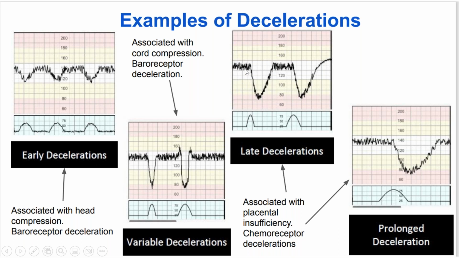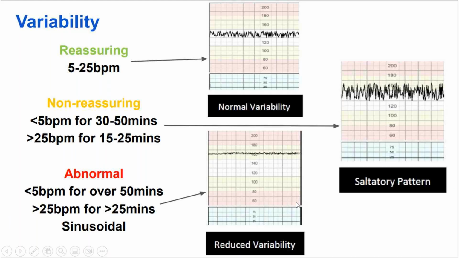Okay, late deceleration, you will see that they actually start and end later than the uterine contraction, and it is associated with placental insufficiency. And you can see that there is also a prolonged deceleration, and here it persists 1, 2, 3 minutes, nearly 3.5 minutes. So it's also because of placental insufficiency.